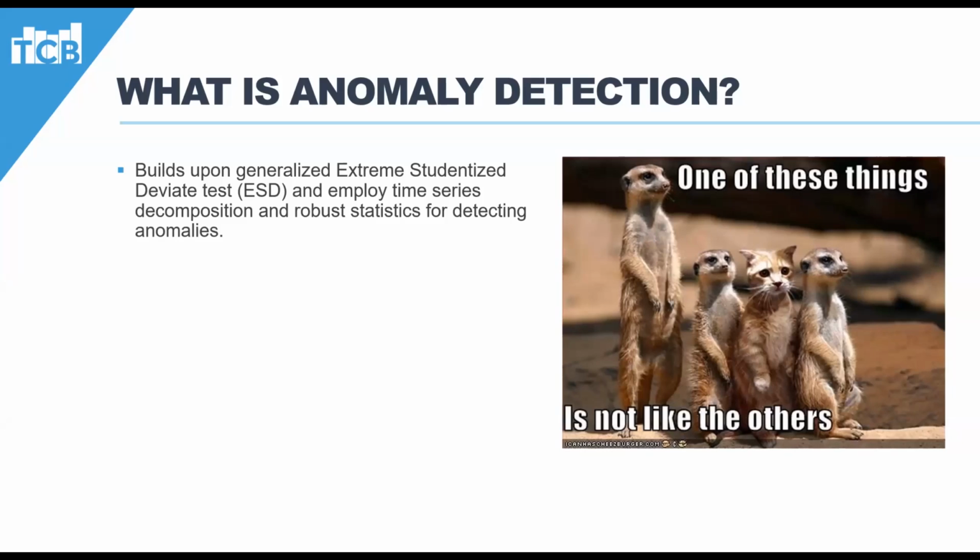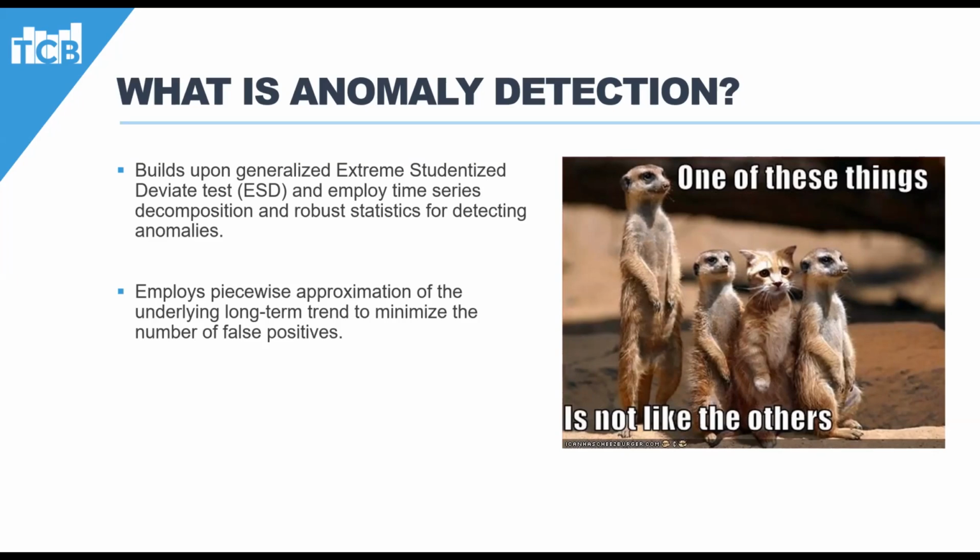So as compared to just regular outlier detection, say with 1.5 standard deviations above or below the mean, this technique builds upon generalized ESD. It's called extreme studentized deviate test, which is very basic. It removes one outlier at a time. But this technique also employs several time series decomposition techniques and some robust statistics for detecting anomalies, with the goal of reducing false positives while also capturing as many as possible.